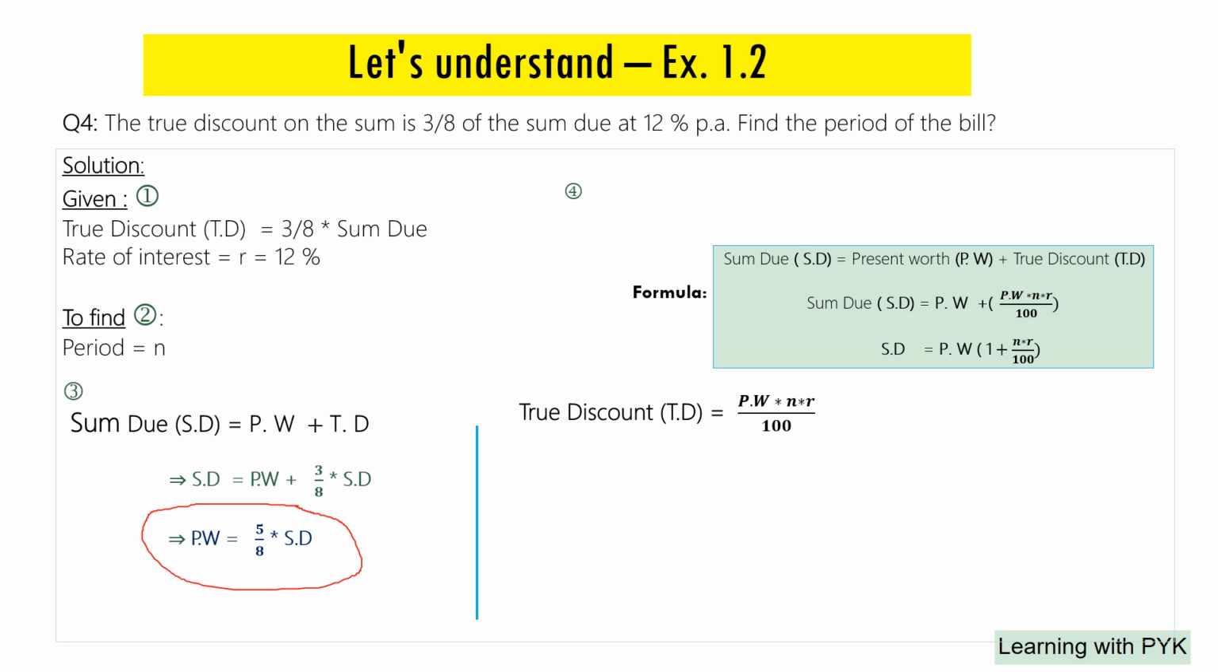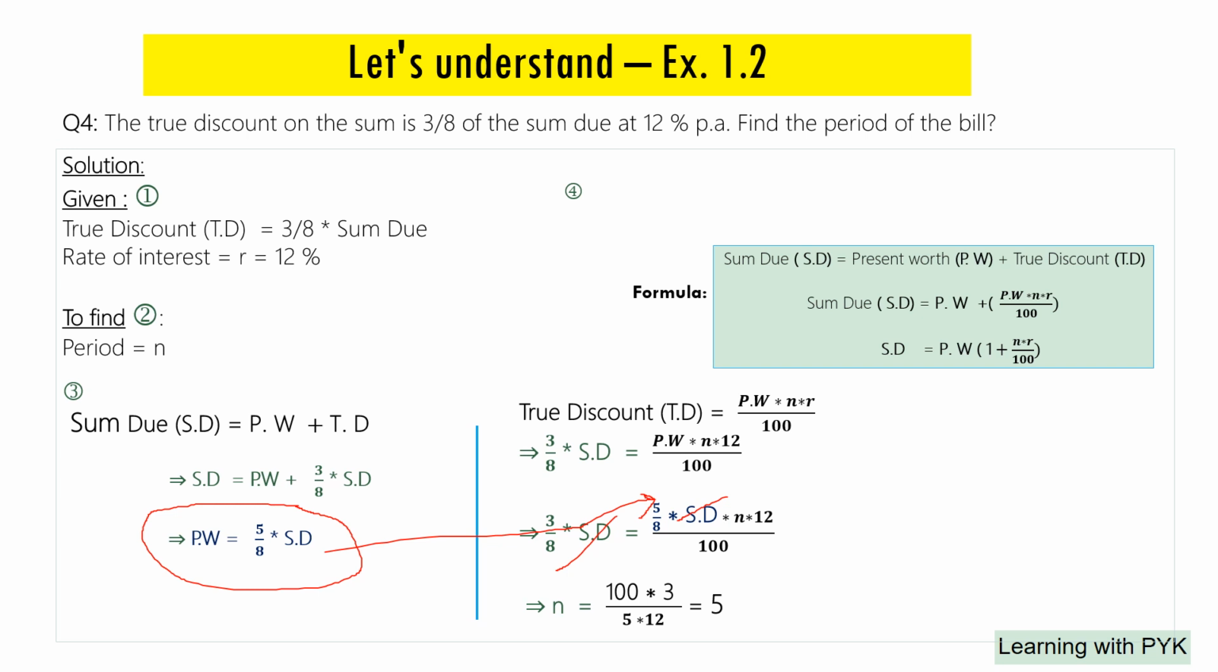True discount is calculated as a simple interest on the present worth. Right? So we have 3 by 8 of sum due, which is given, is present worth multiplied by N multiplied by rate of interest 12, which is given, divided by 100. So from here, we have the present worth as 5 by 8 times SD. So SD can get cancelled. On solving, we have only one variable which is left. So N becomes 5. So the period for the bill will be 5 years, right?